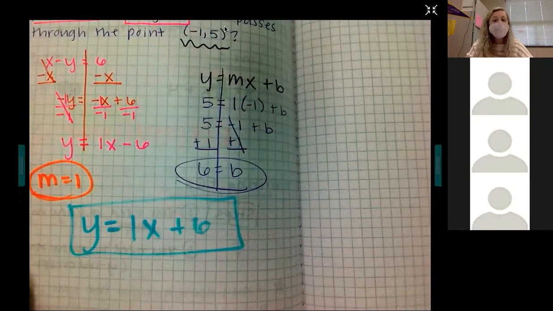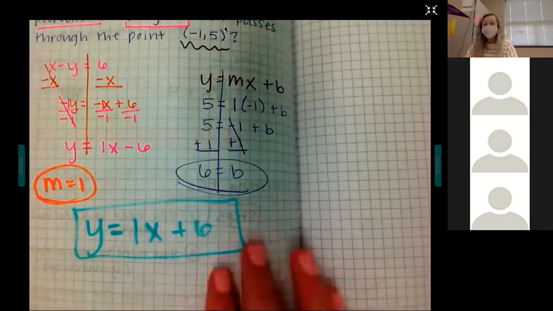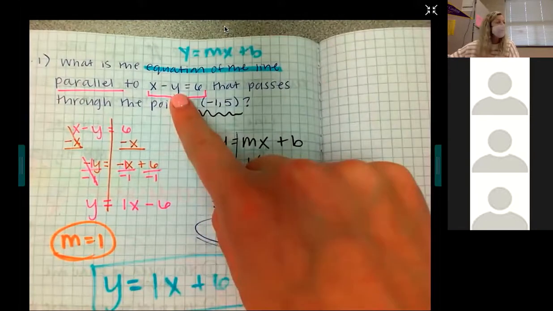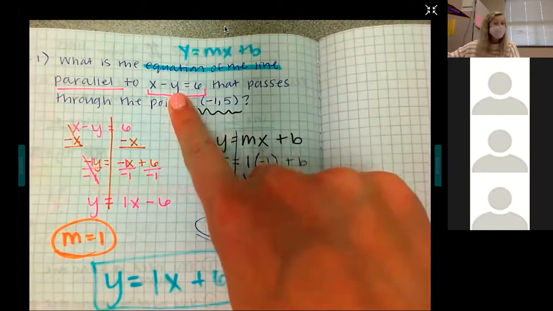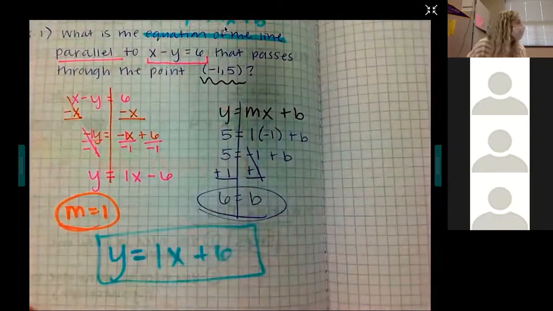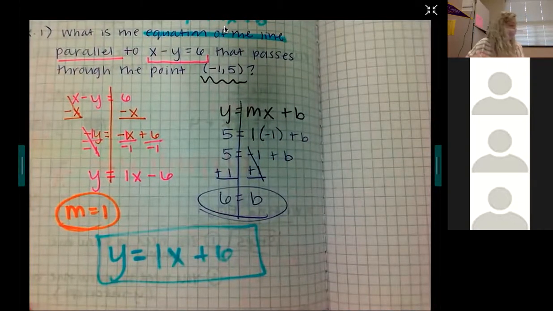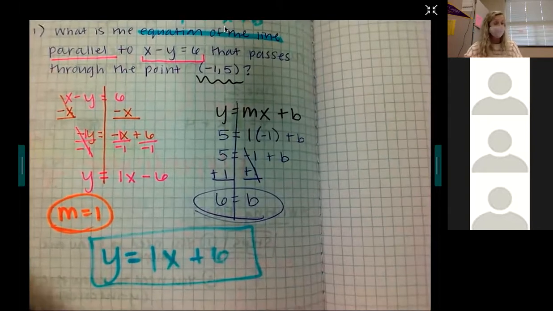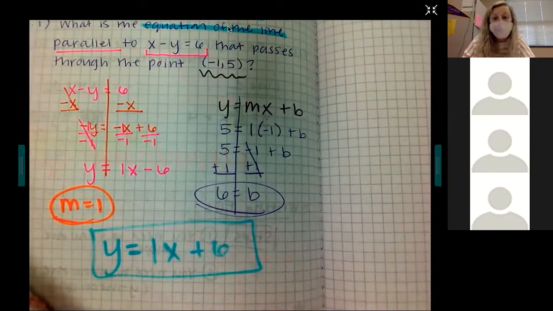Everybody watch. We got 1x plus 6, right? So what we're trying to check is if this line that they gave us and this line that we found, if they are parallel. That's what I'm about to try to check. Y'all ready? Everybody's watching, right? Because this is very cool. I want you doing this on your homework tonight.